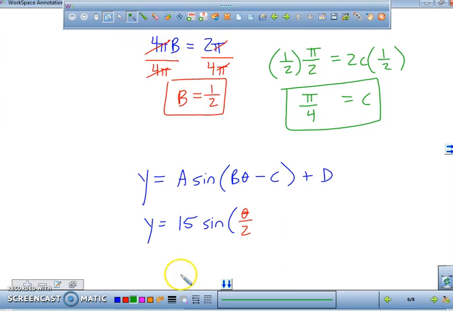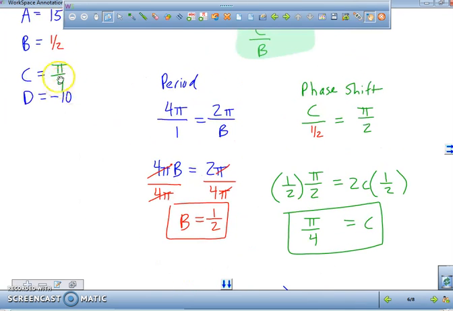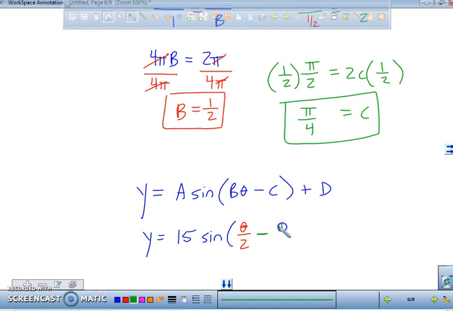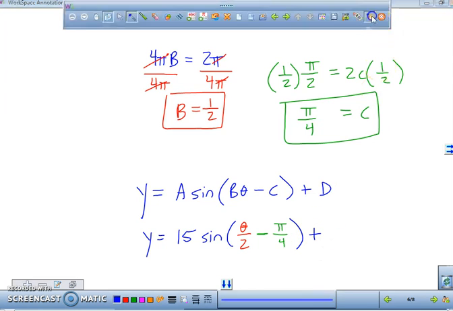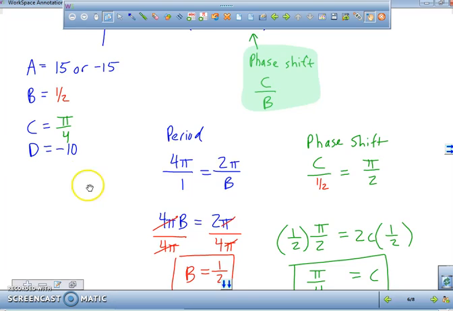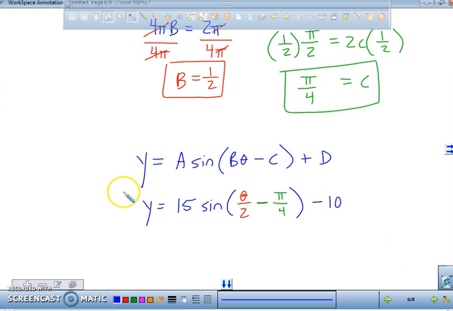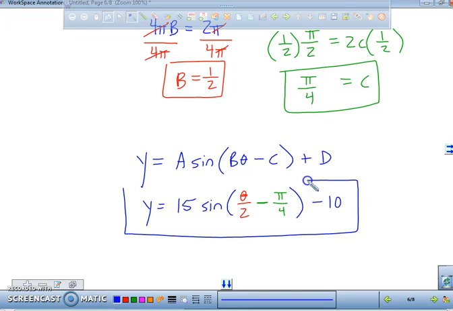We're going to put minus. What was our C value? Our C value was pi over 4. So I'm going to put pi over 4. I'm going to close the parentheses and put plus, and what was the D value? A negative 10. So instead of putting plus a negative 10, I'm going to erase this plus, and I'm just going to put minus 10. This is your final answer.